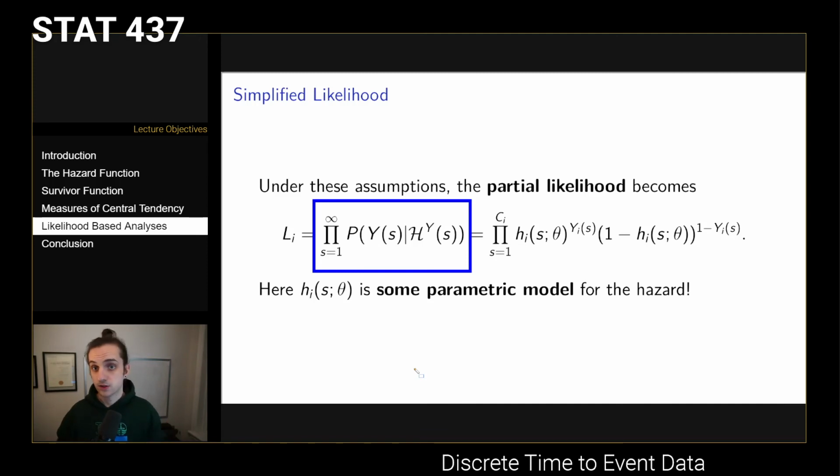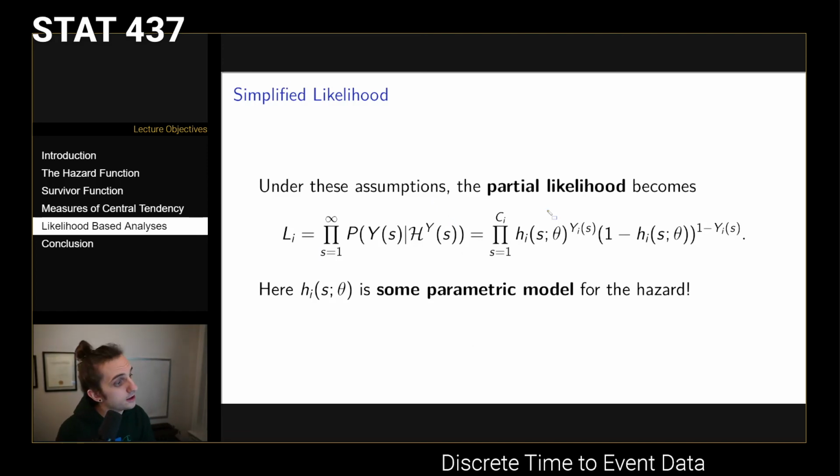And that's because we can drop off that term, the second term, if we make the non-informative censoring assumption, and this first term simplifies based on the conditional independence. But the nice part here is that we can actually write this out in a nicer way with respect to the parameters that we care about.